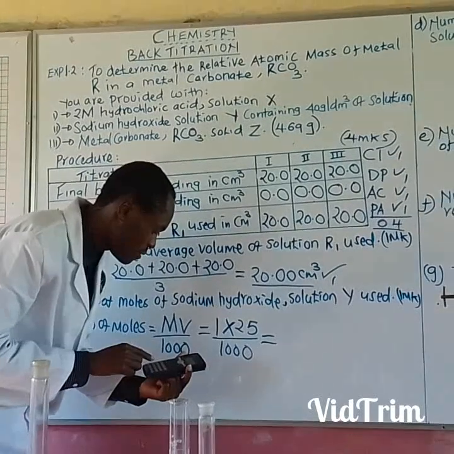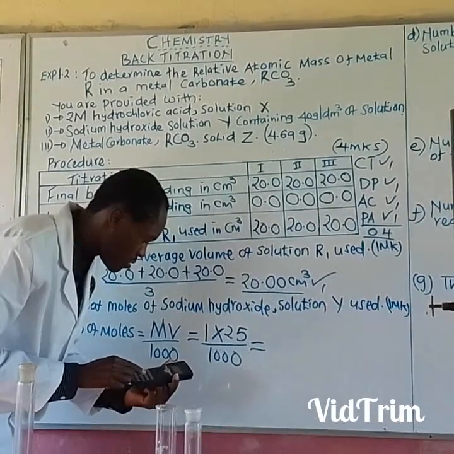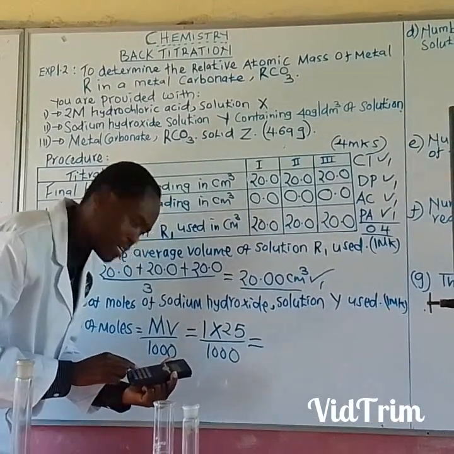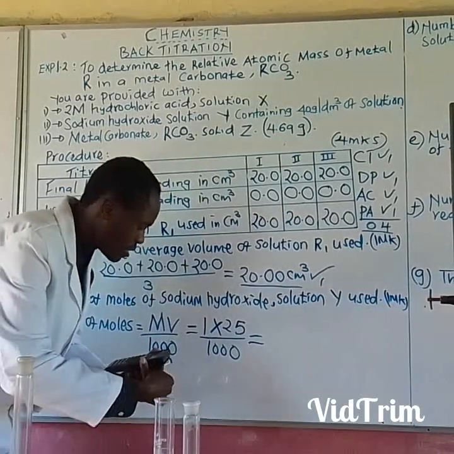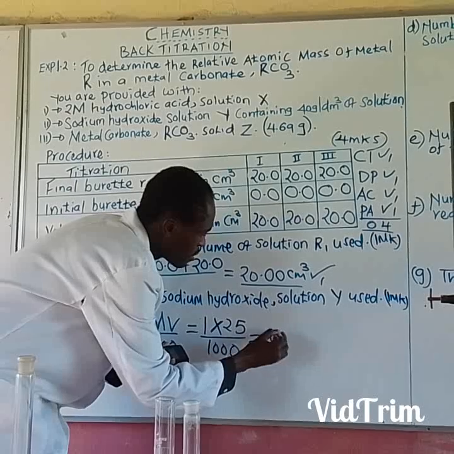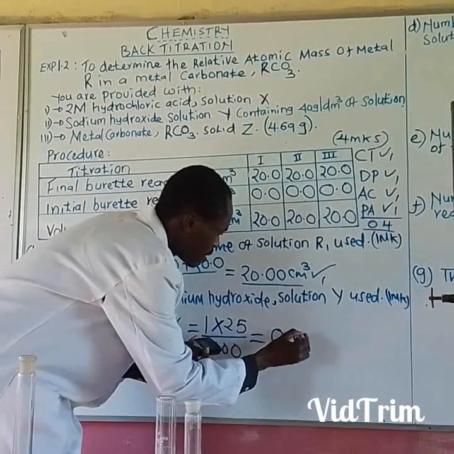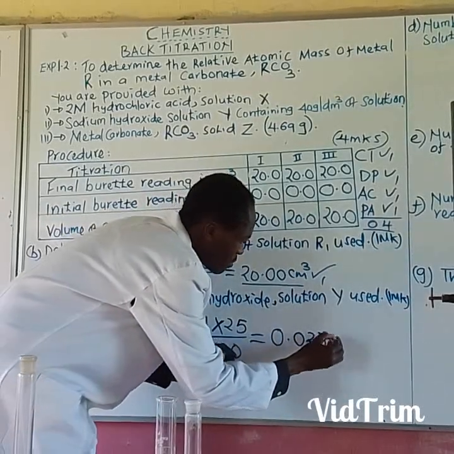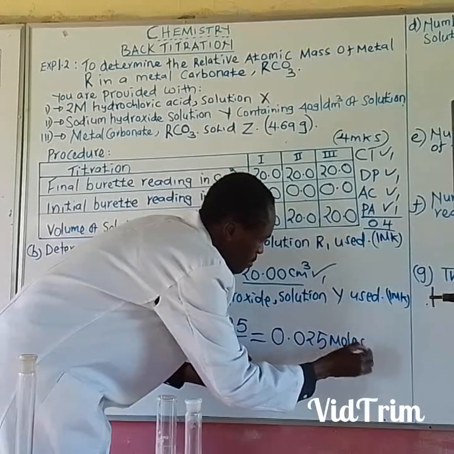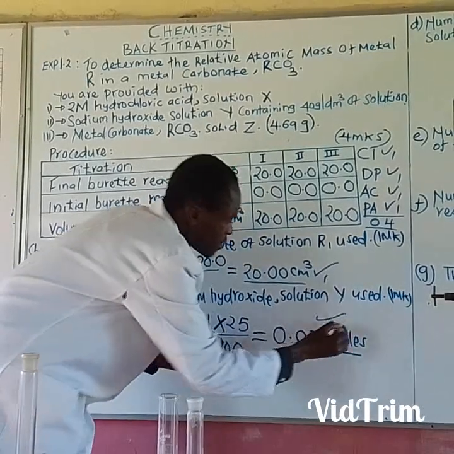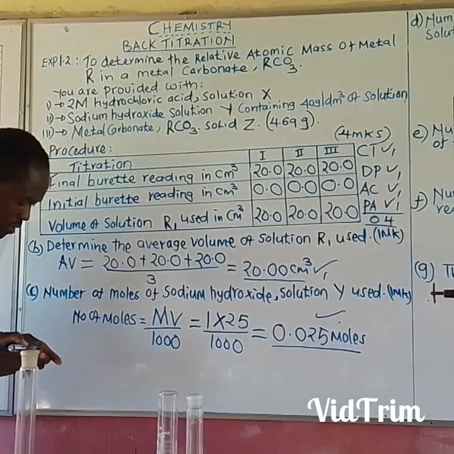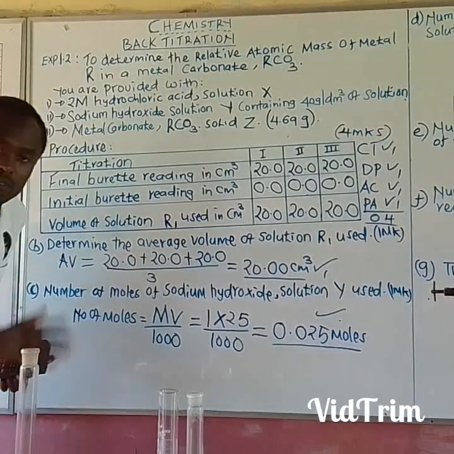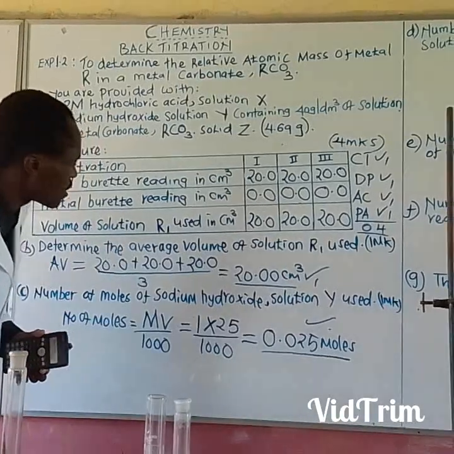So it is 1 times 25 divided by 1000. That is 0.025 moles. Is it okay, my student? 0.025 moles. Then I move on to the next question without wasting time.